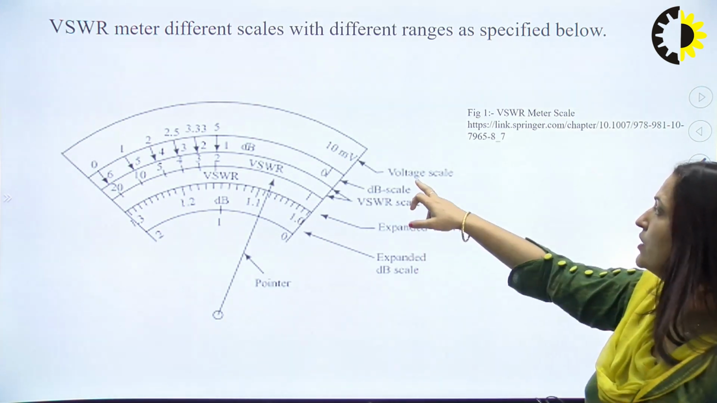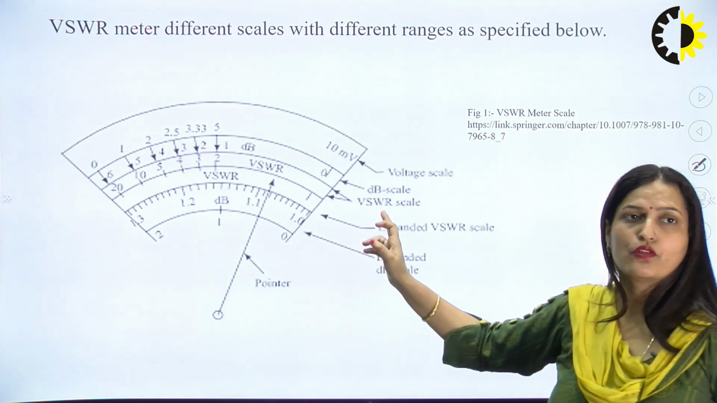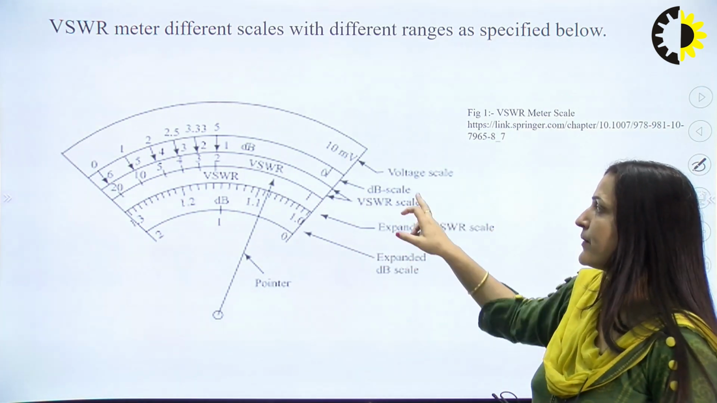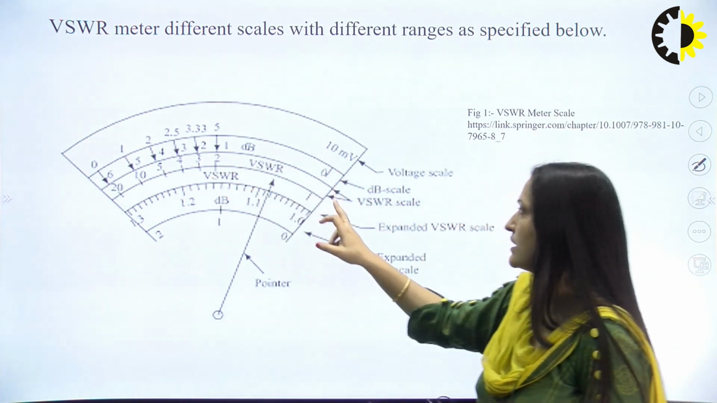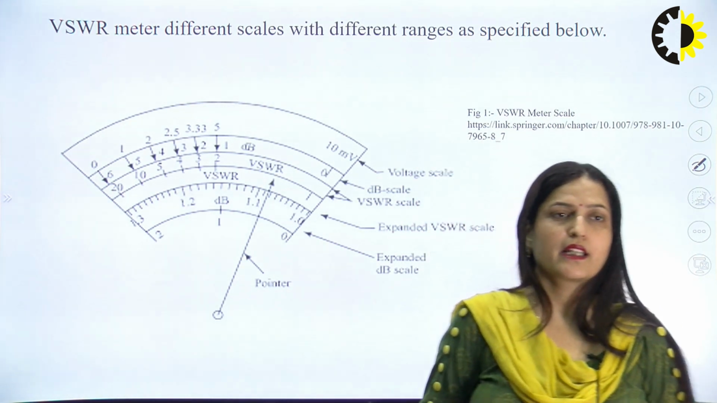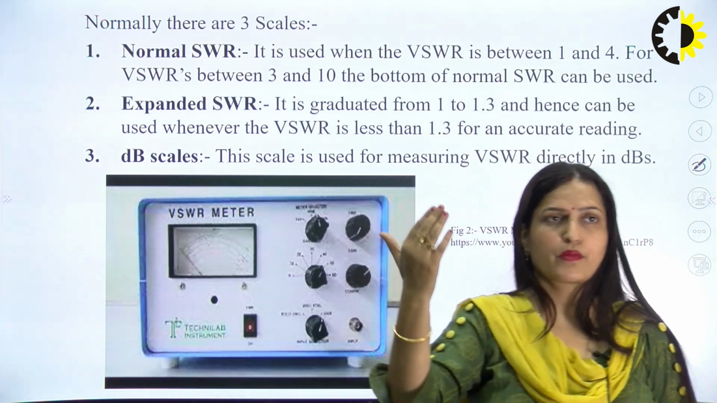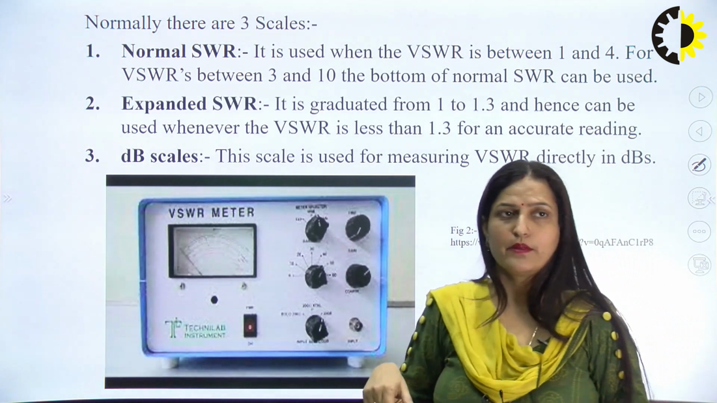First is the voltage scale, which will give the value of your voltage from 0 to 10 millivolt. Then is the dB scale. After that, the VSWR scale, and the expanded VSWR scale and the expanded dB scale. So there are 3 scales: normal VSWR, expanded VSWR and dB scale.